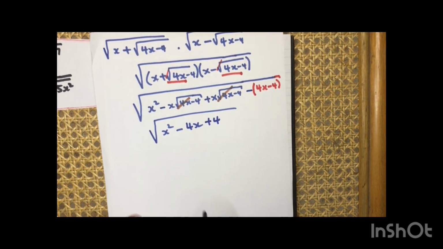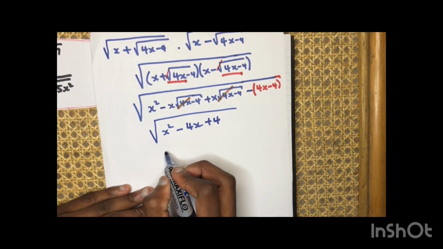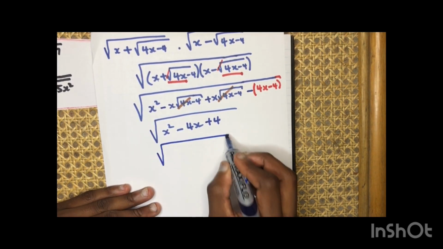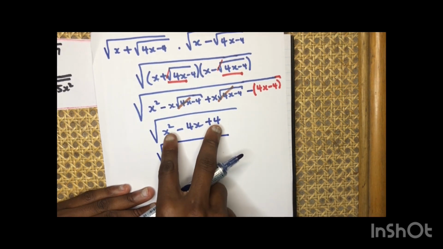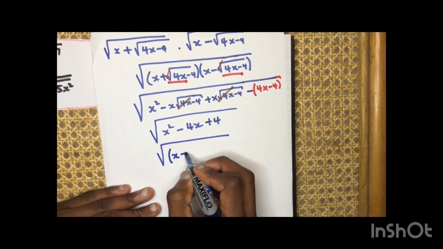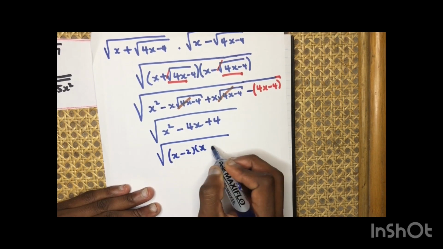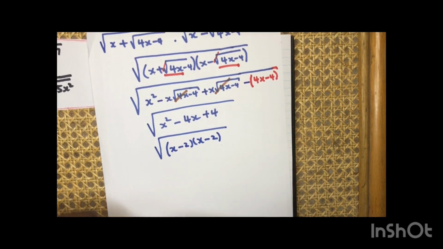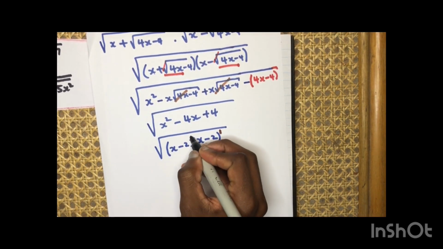Okay. So now we need to simplify this. I'm going to take you back to grade 10. I'm going to factorize this. If I factorize this, it is the same as x minus 2 and x minus 2. So the power here, I want you to understand, is 1 and the power here is 1.